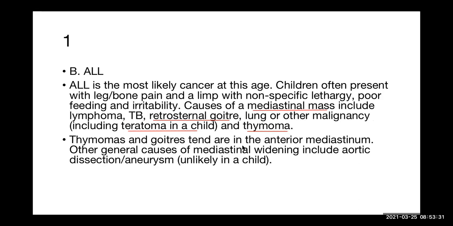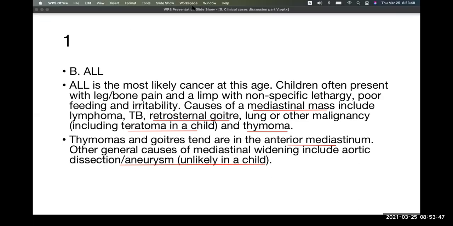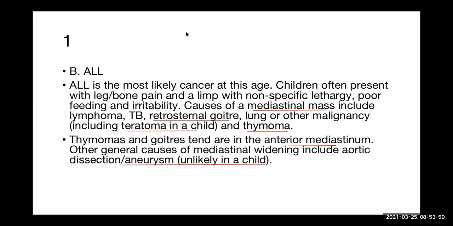Thymomas and goiter tend to occur in the anterior mediastinum, though, and other general causes of mediastinal widening include aortic dissection and aneurysm, which are unlikely in a child. So this case teaches us not only about ALL, but about the differential diagnosis of mediastinal mass as well. And one small point I like to mention before I go further: T cell ALL. Okay, T cell ALL is the one which usually causes mediastinal mass. It's not B cell ALL, it's T cell ALL. Let's go to the other case now.